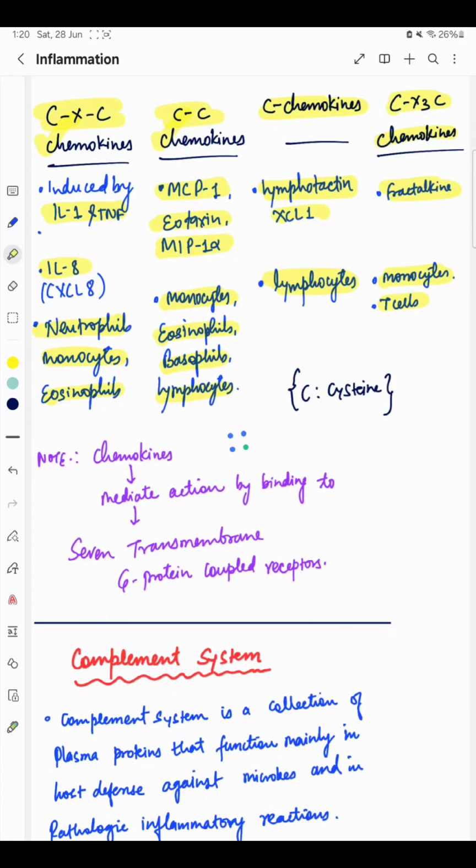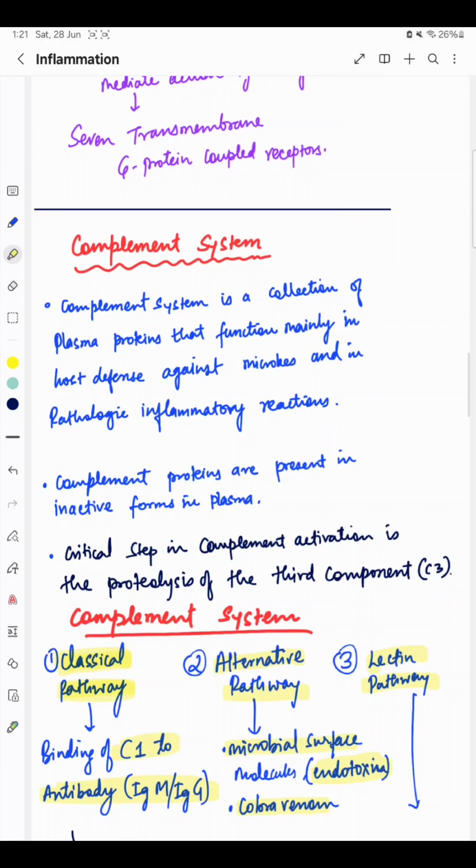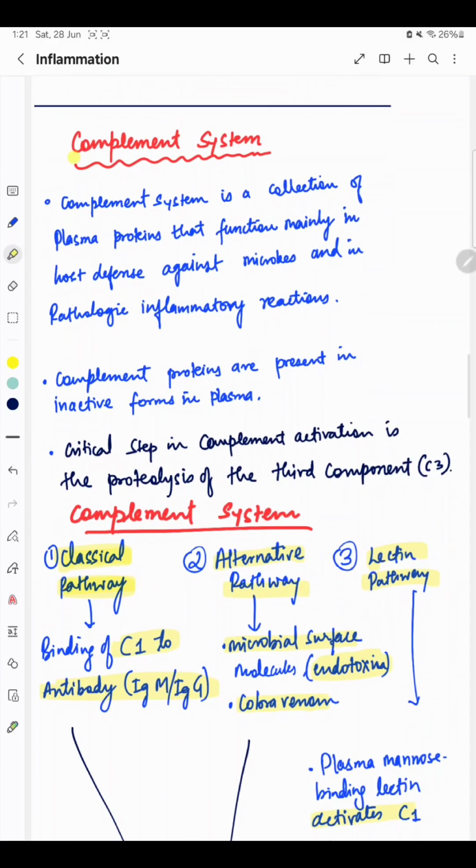Now we will discuss another and last category of mediators of inflammation, known as complement system. Complement system is a collection of plasma protein that function mainly in host defense against the microbes and in pathologic inflammatory reactions. Complement proteins are present in inactive form in plasma. Normally they are present in inactive form in plasma.